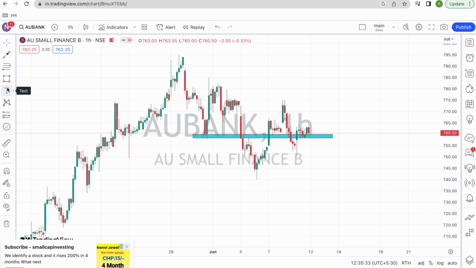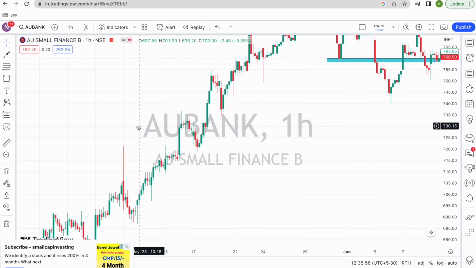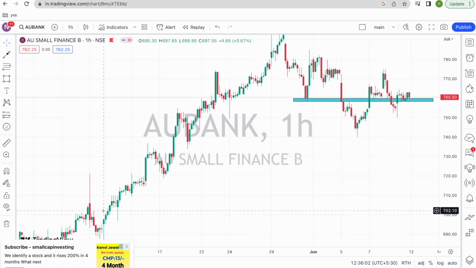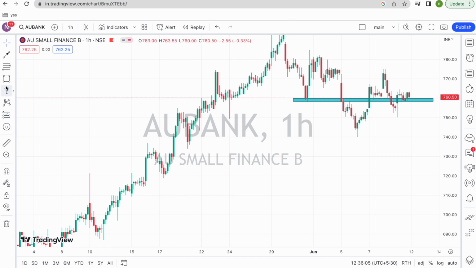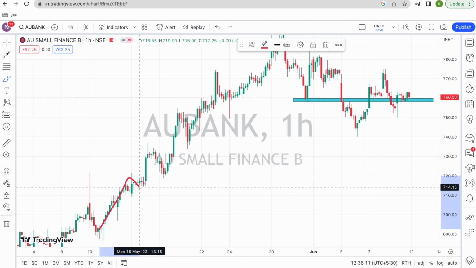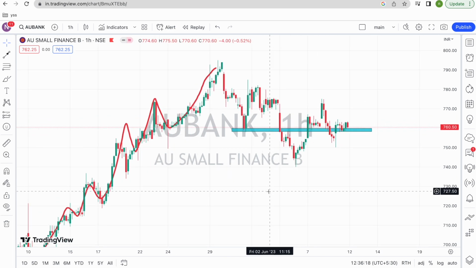So today we are going to discuss swing trading, wherein we have identified a stock, AU Small Finance Bank, and this is on the 1 hour time frame. As you can see over here, the stock has been in a good trend in the last couple of weeks or months. So if you see, it has made a good trend and the trend still continues, right?